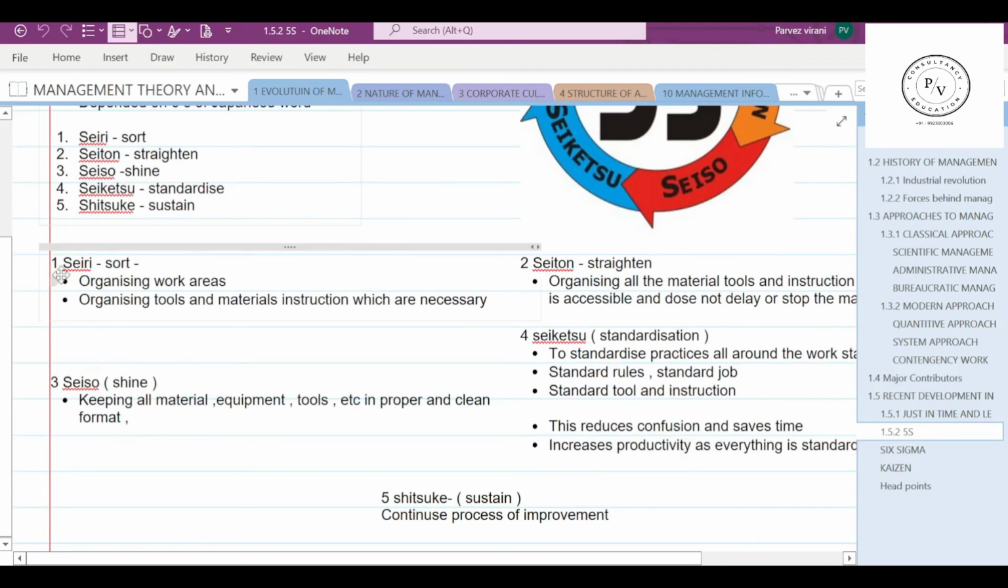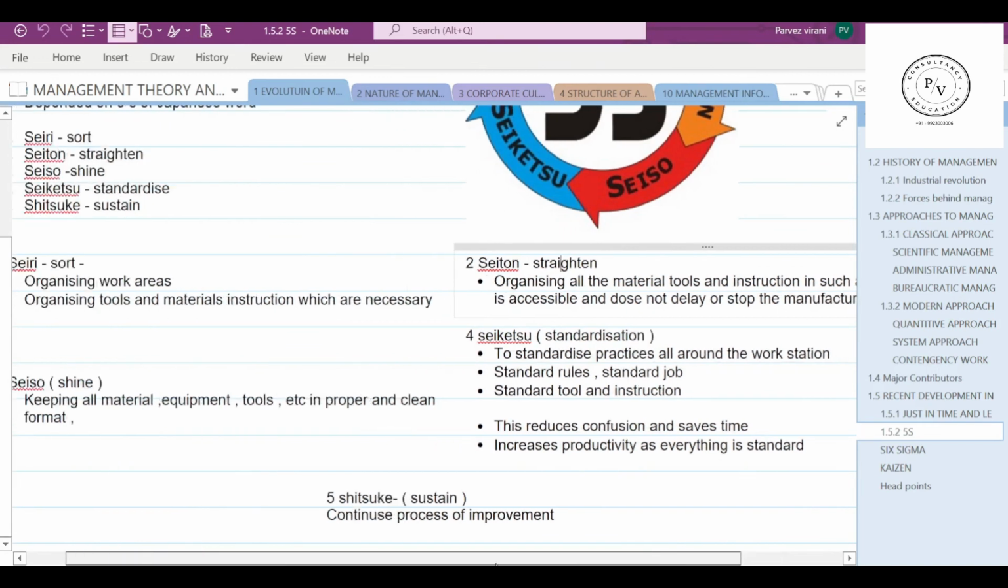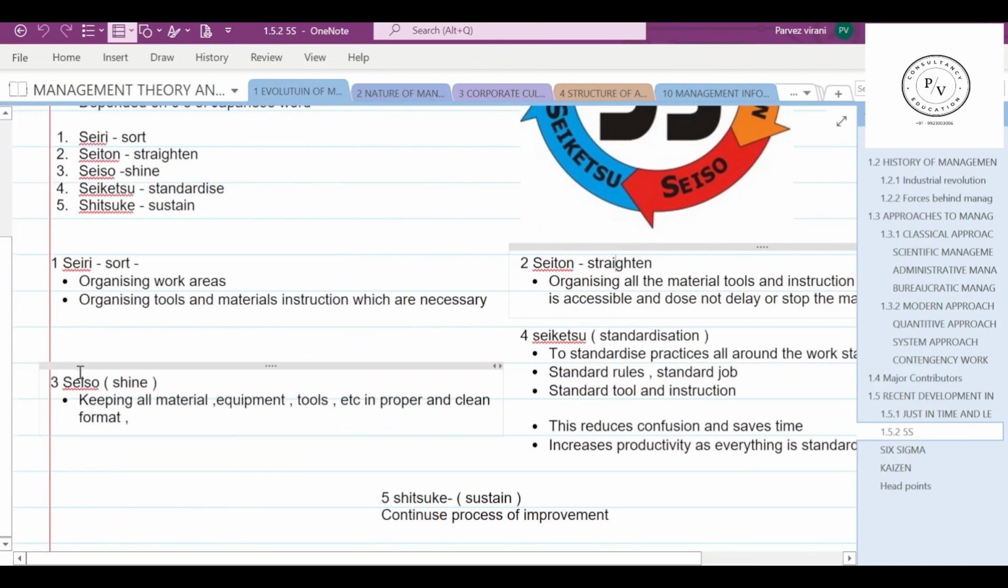Okay, so what is sort? Seiri, sort: organize work areas, organize the tools, material, and instructions which are necessary. Seiton, strengthen: organize all the material, tools, and instructions in such a format that it is accessible and does not delay or stop the manufacturing process. Third is Seiso or shine: keep all the material, equipment, tools, etc. in a proper, clean format, with proper maintenance.